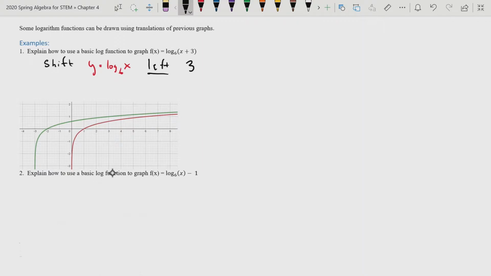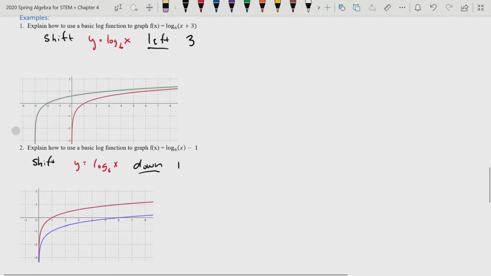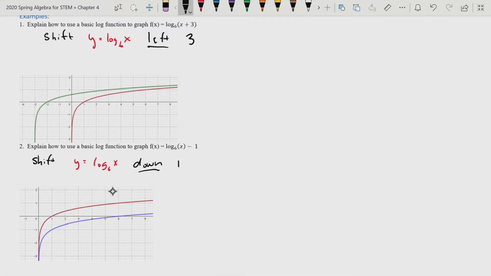How do I use a basic log function to graph log base 6 of x minus 1? Well, you start with y equals log base 6 of x, and you want to shift that down by 1 because we're subtracting 1 from all the y values. So we start with y equals log base 6 of x, and we move everything down 1 unit.